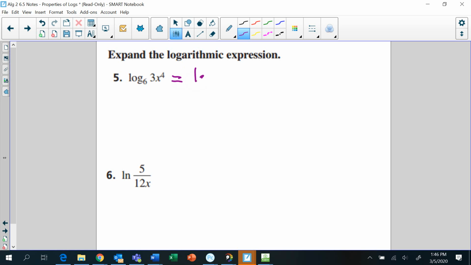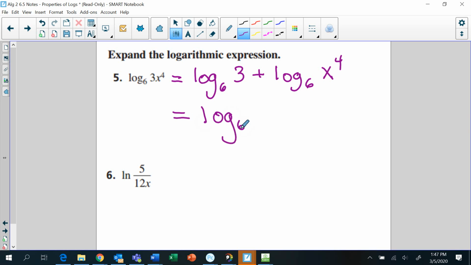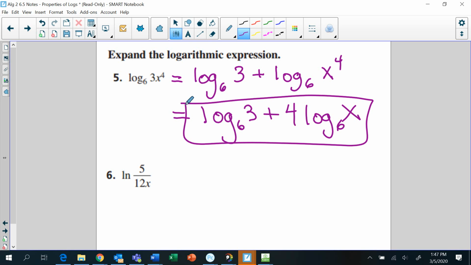First thing I'm going to do is log base 6 of 3 plus log base 6 of x to the 4th. This 3 and x to the 4th are multiplied, so I expand it with addition. And then from here, log base 6 of 3 plus, I move the 4 in front, 4 log base 6 of x. And then it's expanded. That one's done.